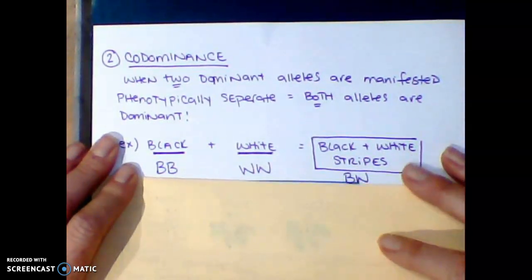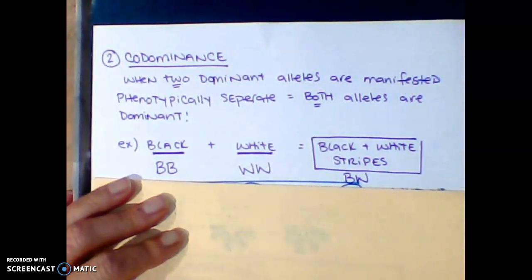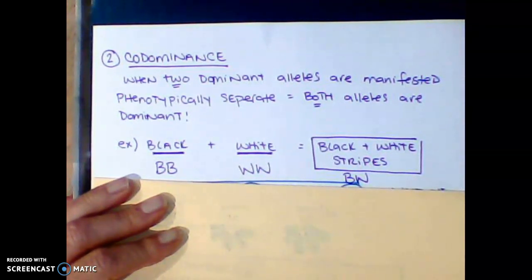Okay, so in this particular case, if both traits are showing up at the same time, then what we're dealing with is what we call codominance. Co in Latin means you both are like co-CEO of a company, you both have the power. Therefore, codominance is that you both are dominant. So this is when two dominant alleles are manifested phenotypically separate. They're not blended. They're phenotypically separate, which means both alleles are dominant.